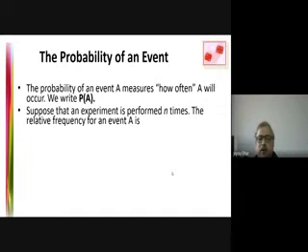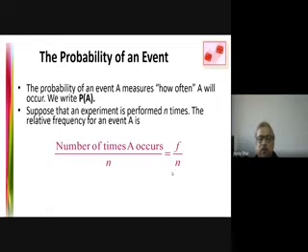Suppose that an experiment is performed n times. The relative frequency for an event A is the number of times A occurs divided by the number of times the experiment is performed, so f by n. f is the number of times A occurs and n is the number of times the experiment is performed. Now if n is very large, this ratio will give you the probability of A.